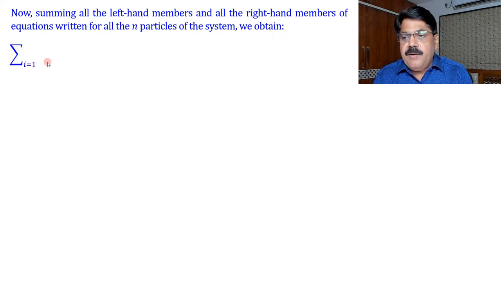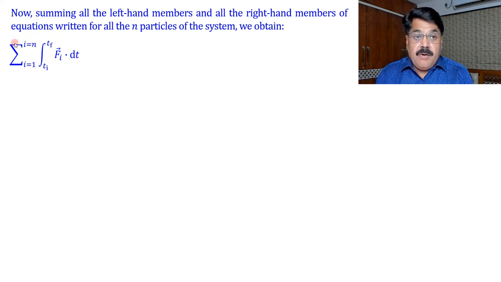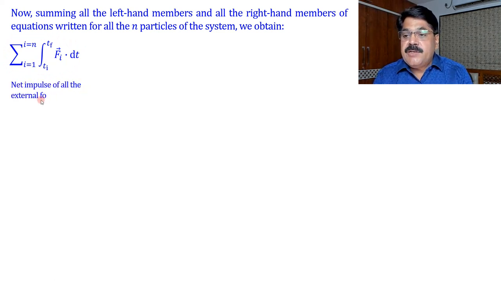So what do we obtain? We add the first term, i is equal to 1 to n, integral ti to t final capital F dt. So what is this integral? It is the impulse of the external force on the ith particle. Now if we vary i from 1 to n, this entire term will represent the impulse of all the external forces acting on the system. So let us write here: net impulse of all the external forces on the system.